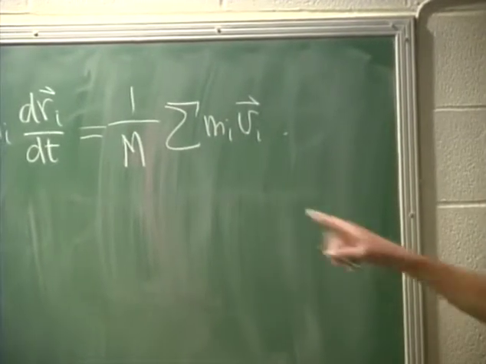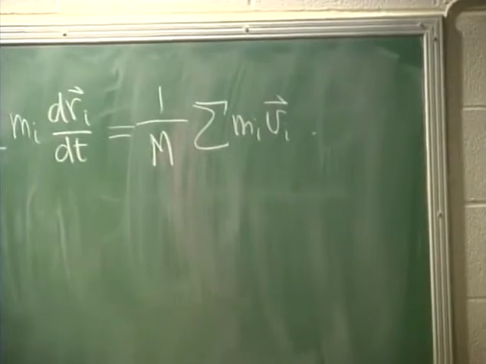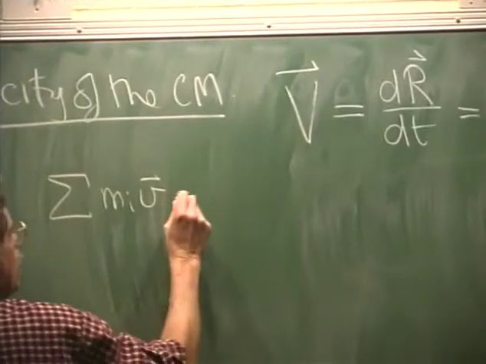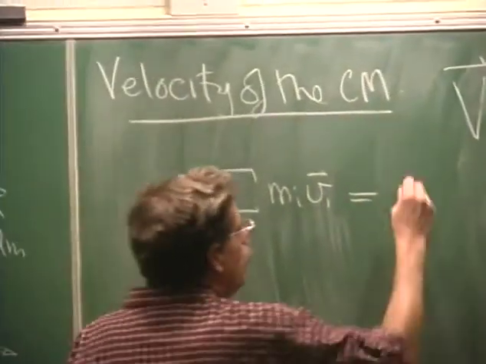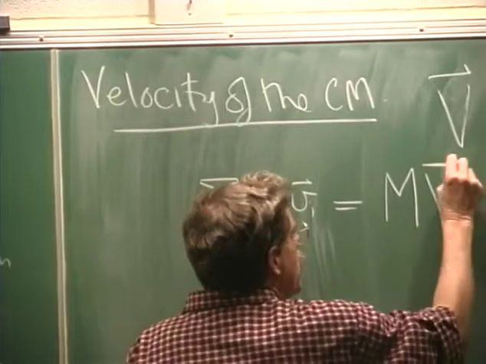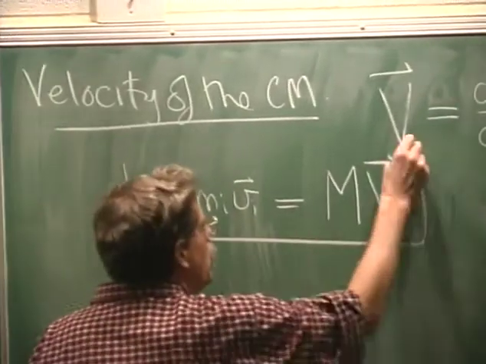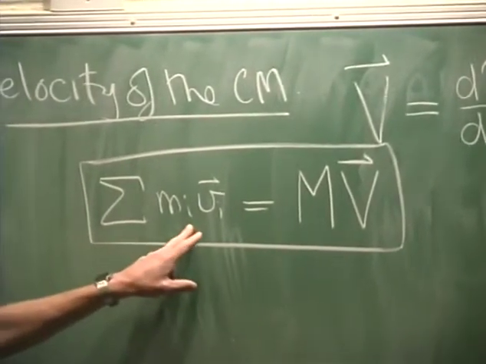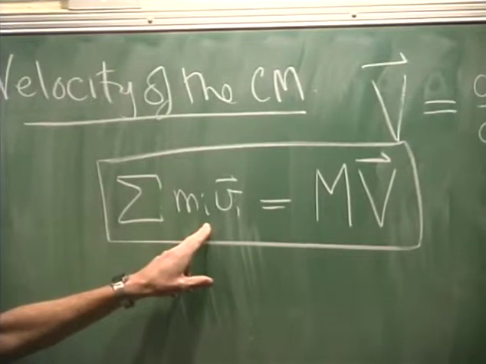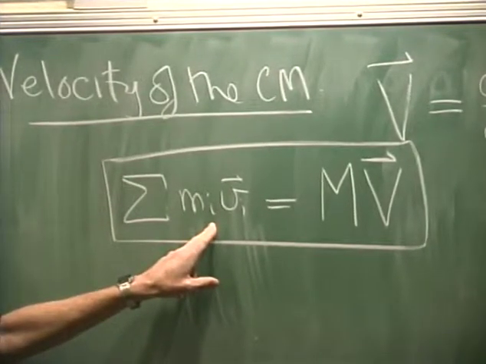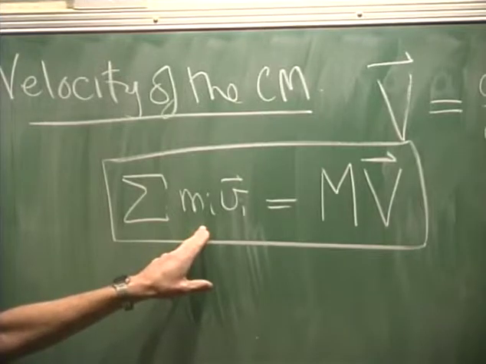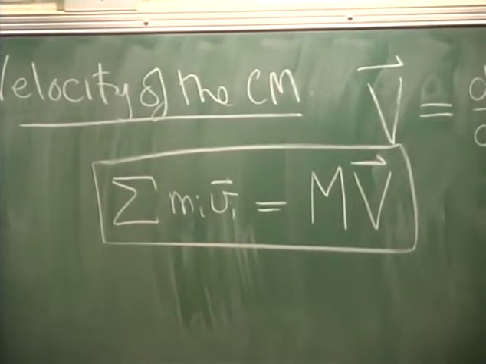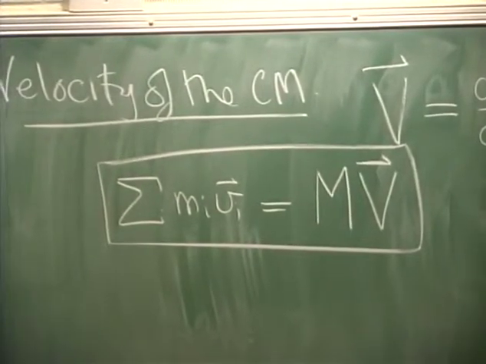Big deal. I'm going to rewrite this slightly, pulling the M over to the other side. Then what this tells me is that the sum of the masses times the velocities of all of these is equal to the total mass of the whole swarm times the velocity of the center of mass of the whole swarm. What does that tell you? This here I would read as the total momentum, the sum of the momenta of all of the individual bees in the swarm. If I add up the momenta of all the individual bees, I get a number which is equal to the total mass of the whole swarm times the velocity of the whole swarm.